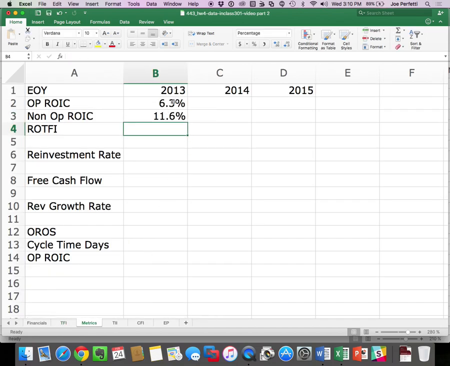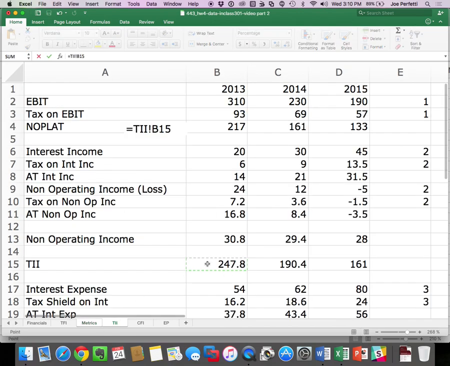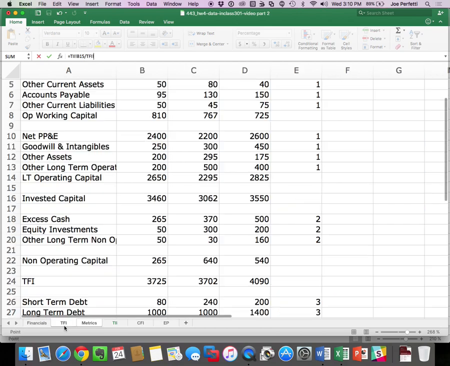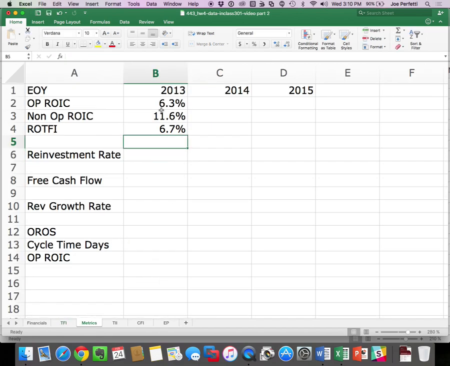So on operating activities, they made 6.3%. On non-operating activities, they made 11.6%. The average of both, return on TFI, which is not really a commonly used term, so I just made it up, equals total income available to investors divided by TFI, total funds available to investors. That's the weighted average of the two. And by the way, that's 3 years worth of data.